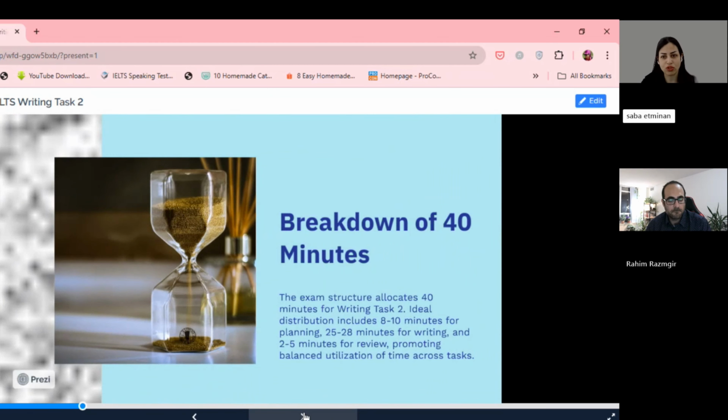Because you know that we've got just 40 minutes to write Task 2. And the exam structure allocates 40 minutes for this. The ideal distribution, that is ideal, okay? It's not something that we can say is just a fixed strategy. The ideal distribution includes 8 to 10 minutes for planning, 25 to 28 minutes for the writing, and 2 to 5 minutes for review, promoting balanced utilization of time across tasks. But of course, it's ideal.